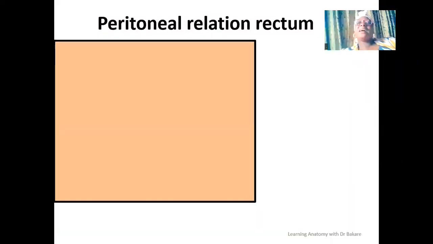So going further, we know that the rectum is generally classified as a retroperitoneal organ because it is not seen to be enclosed entirely by peritoneum, and that is why it is classified as a retroperitoneal organ. But we would be doing justice to the peritoneal relation of the rectum in detail using this slide.